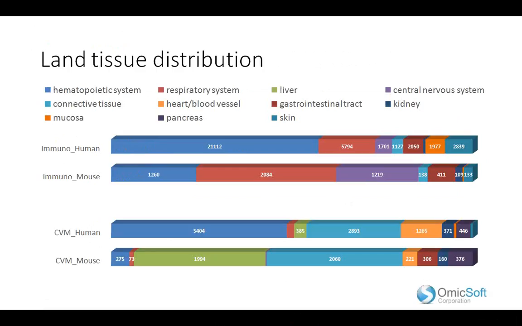This is the tissue distribution for different Lands, for both ImmunoLand and CVMLand. The distribution is closely related to what we studied in ImmunoLand. We have a lot of tissues from blood, from the respiratory system, and I think this is from the central nervous system. For CVMLand, you still have a lot of samples from blood, and then there are some major sections for metabolically active tissues, more fat tissues, and then you have a lot of liver.